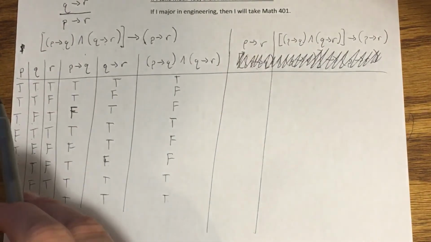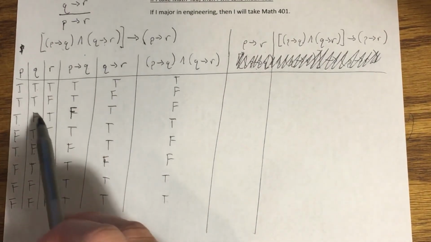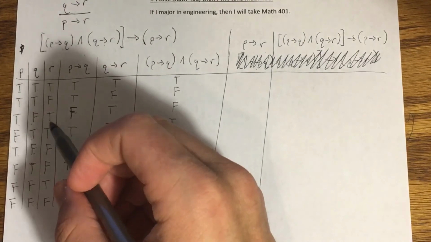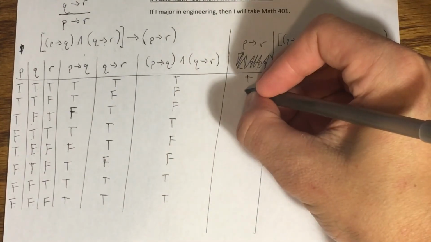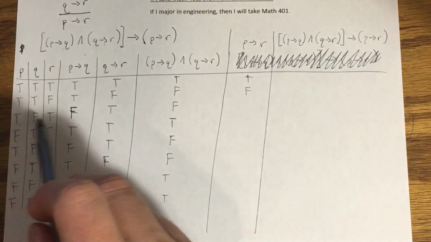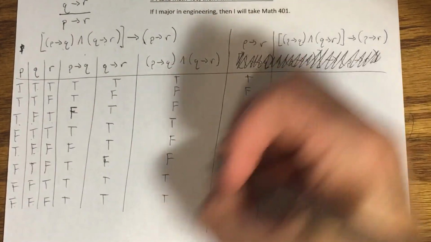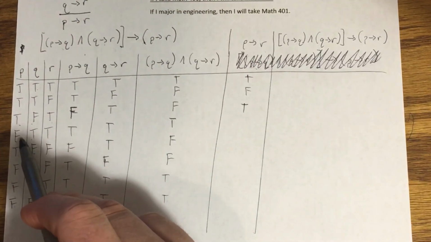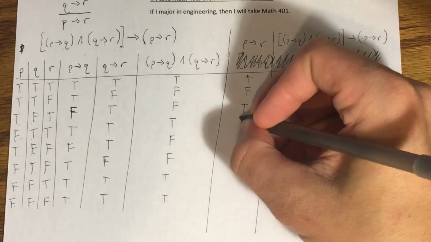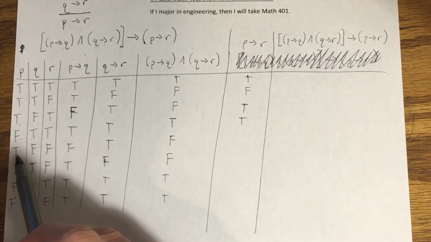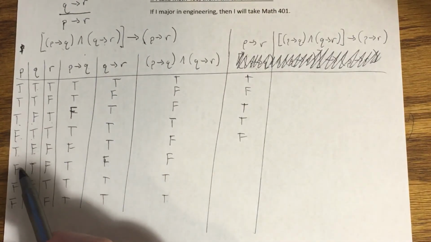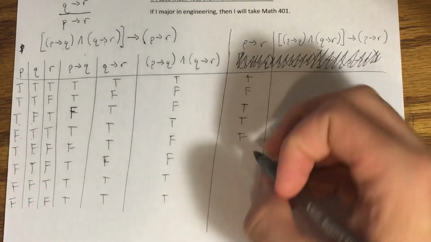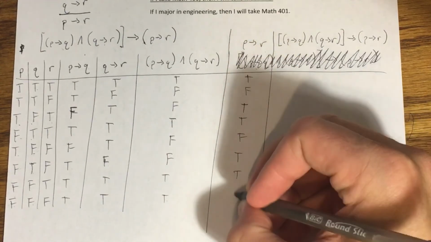P implies R. So that's column 1 implies column 3. True implies true. That's true. True implies false. That's false. True implies true. That's true. False antecedent means a true conditional, so that's going to be true. True implies false. That's going to be false. Notice the last 3 cases, 1, 2, 3, I have false antecedents, so those will all be true.